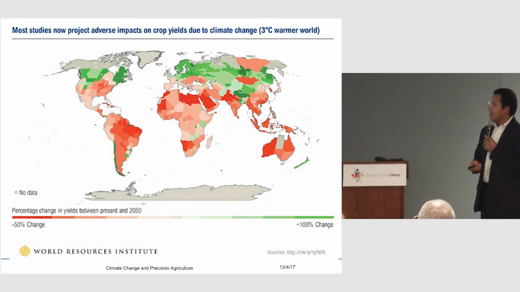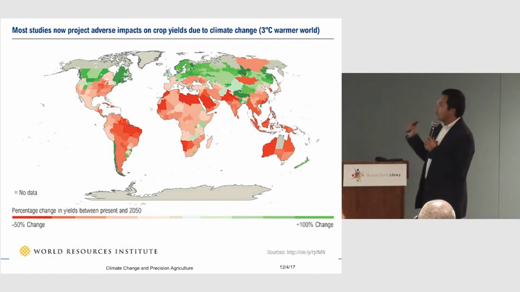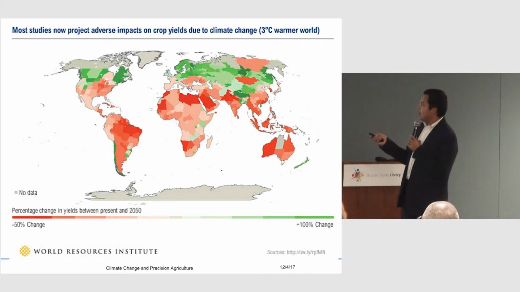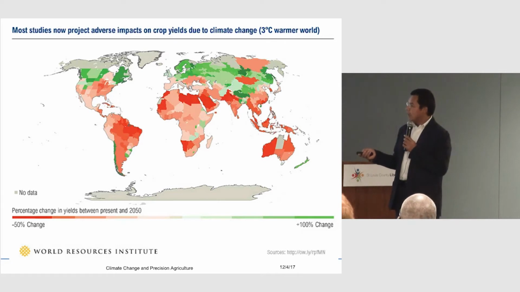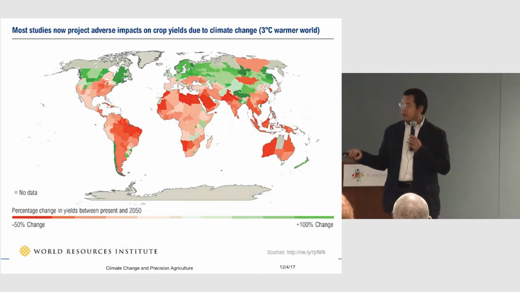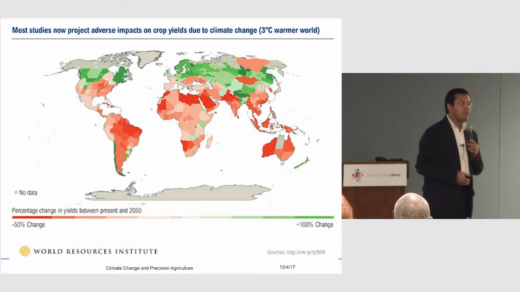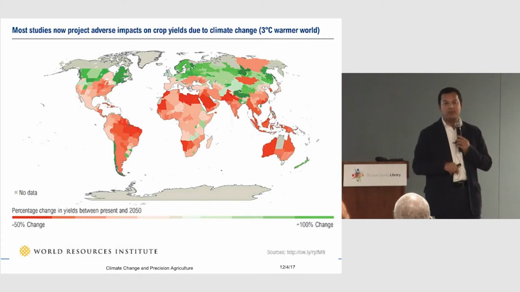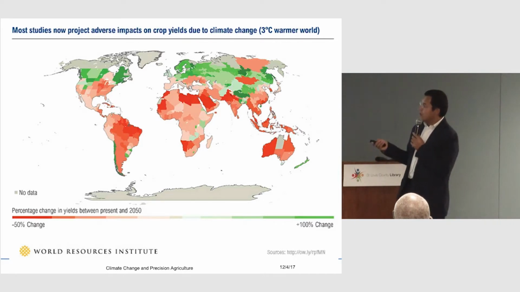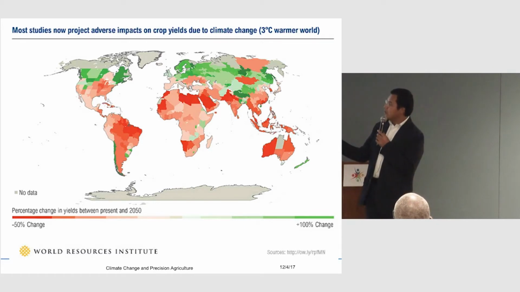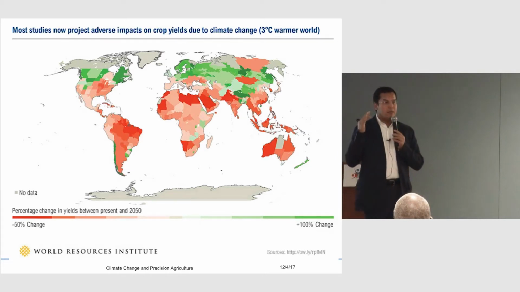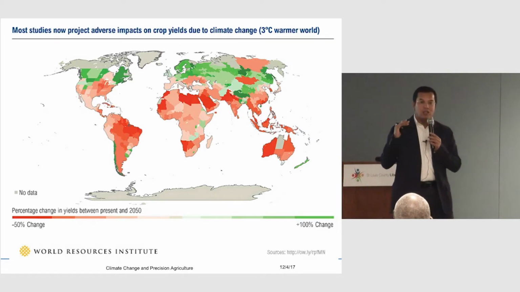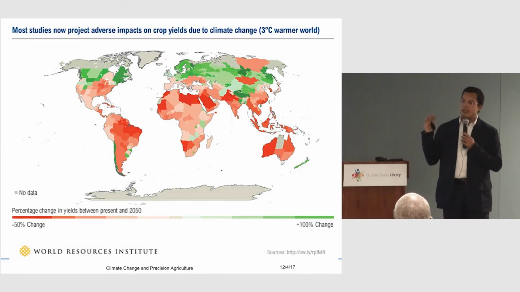And how will that affect crop yields? With the red colors here, I'm showing areas where the projected crop yield is up to minus 50%, up to 50% less crop yield we expect by 2050. So most of those areas in red will see a significant reduction in crop yields due to climate change, due to changes in rainfall and precipitation.